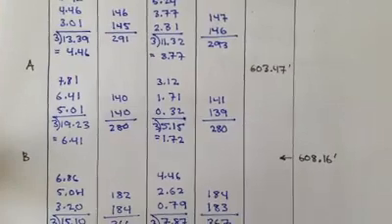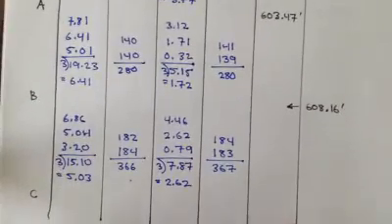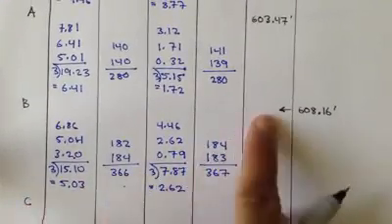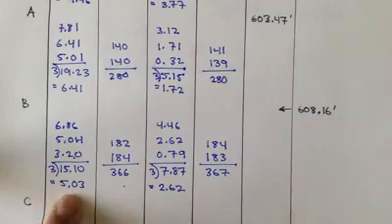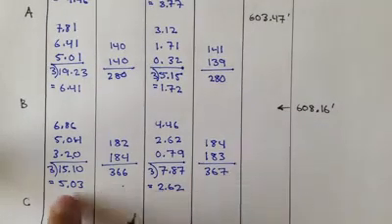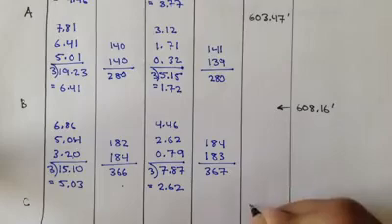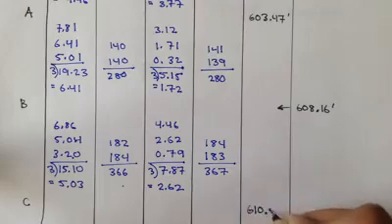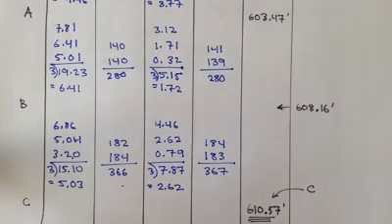Okay? So, to find the elevation of point C, you take the previous elevation, you add the backsight, and you subtract the foresight. So 608.16 plus 5.03 minus 2.62 is 610.57. Okay? And this is the elevation of point C using three-wire leveling.